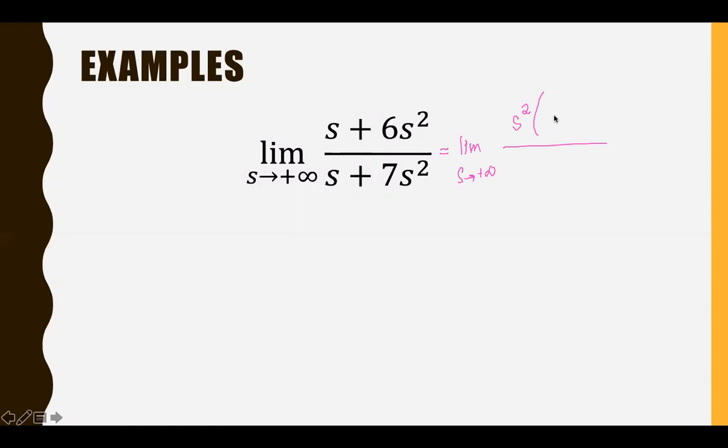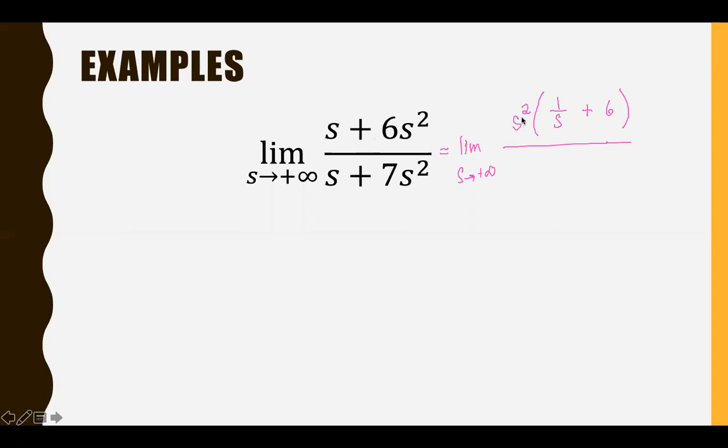So it will be 1 over s, right? Then plus, if we pull out s squared, it will be 6. Now, how did you do that one, sir? If you simplify it, when you multiply them, they cancel, it's s. But technically, it's just like this.